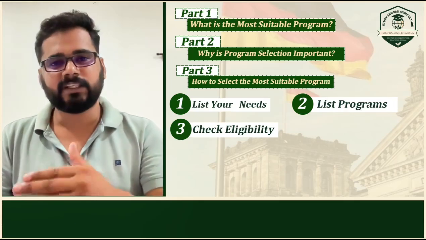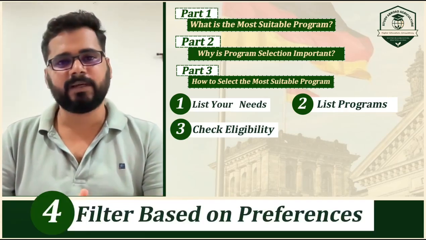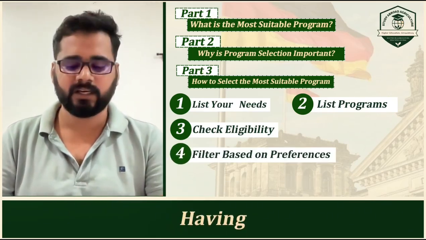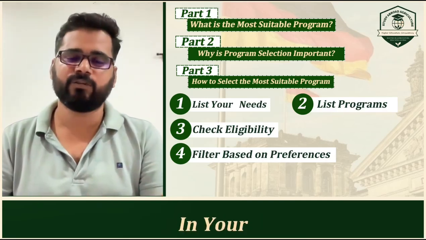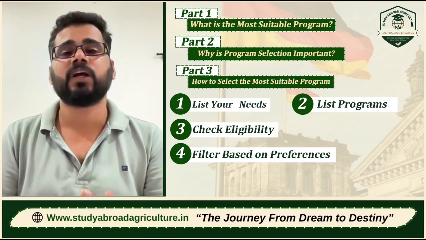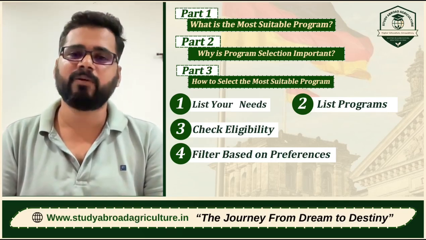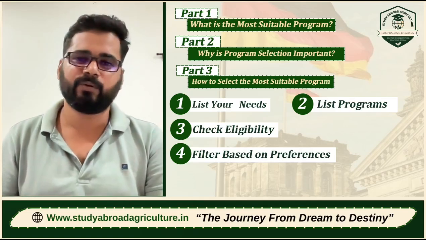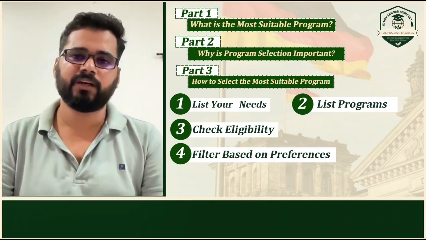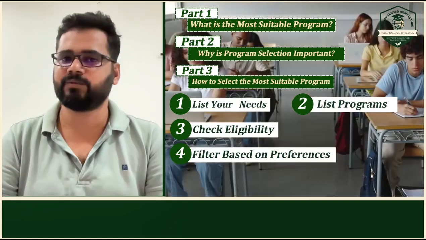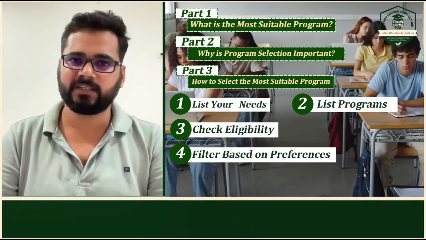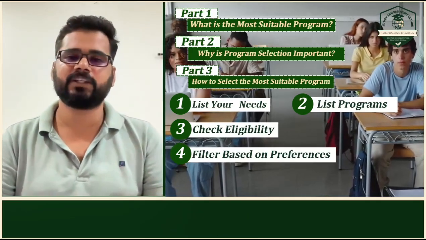Now the fourth step, or the upcoming steps, will be applicable only if you have more than 10 programs in your list. A student with a very strong profile may have maybe 15 or 20 programs in their eligible program list, and a student with a moderate or low profile may have 5, 6 or 7. If you have 5 or 6 programs, you don't have to follow the next step, you just go to the application with these programs.